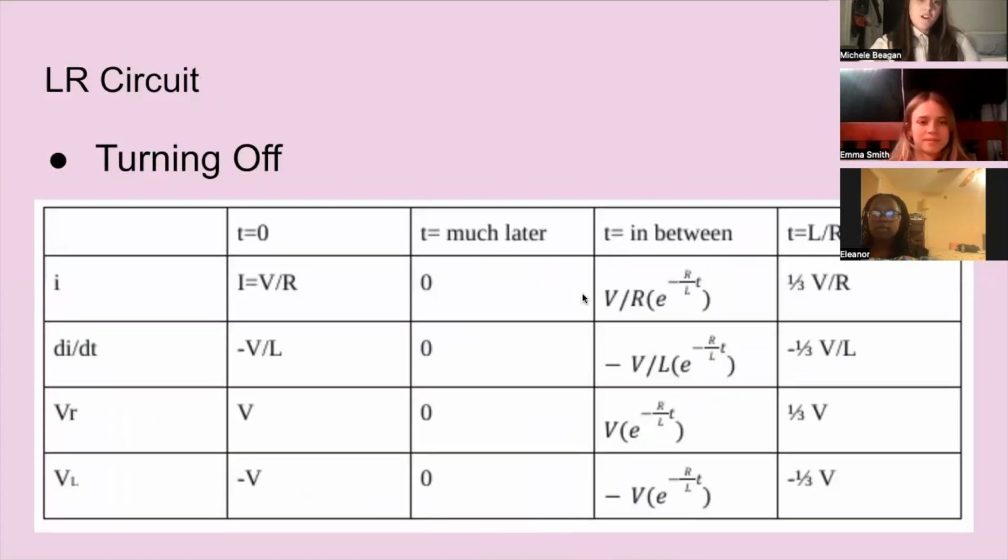And then for this table, here are all the equations, and remember that VR is equal to negative VL. For T equals L over R, it's all 1/3 times whatever the equation for T equals 0 is, and then the pattern positive, negative for the 1/3.